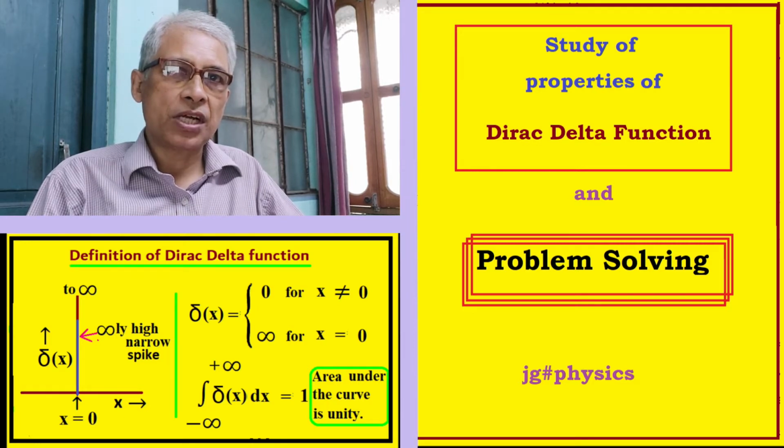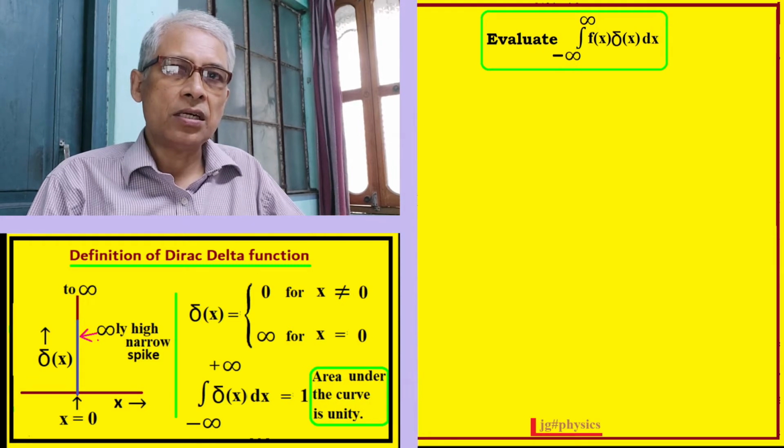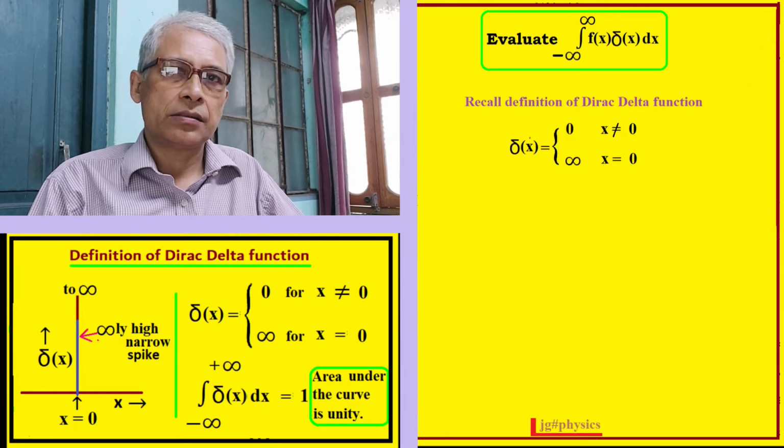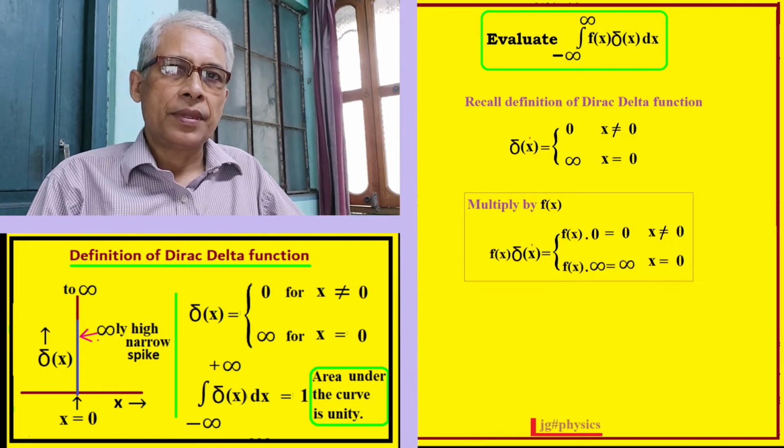We in this video study some properties of the Dirac delta function that we defined, and now we agree to face some problems based upon the properties we describe. Let us start with this integral over f of x Dirac delta of x dx, and the integration is from minus infinity to plus infinity. That is, the entire x-axis is under our scanner. Recall the definition of Dirac delta function.